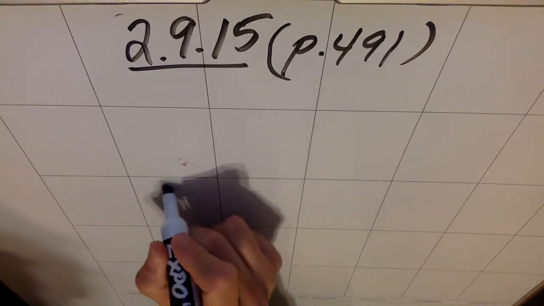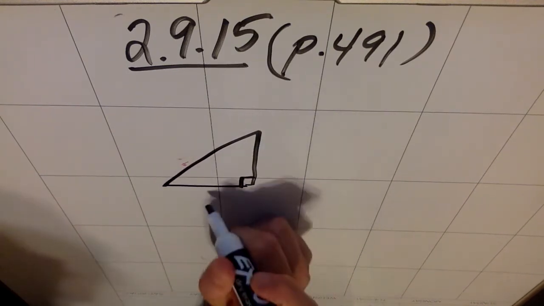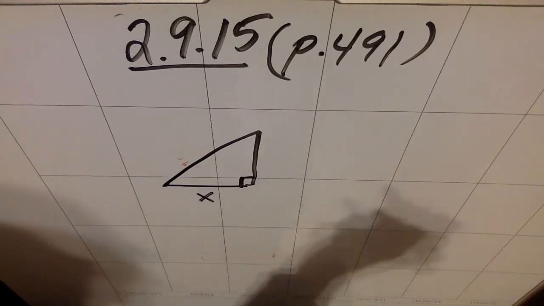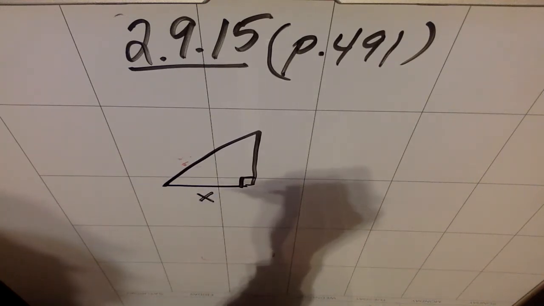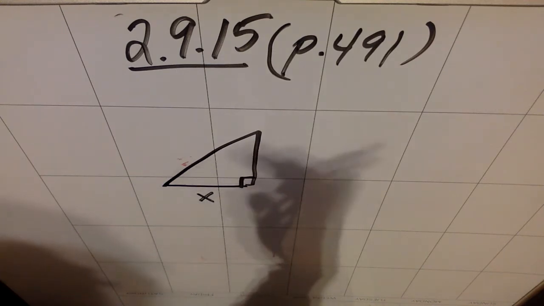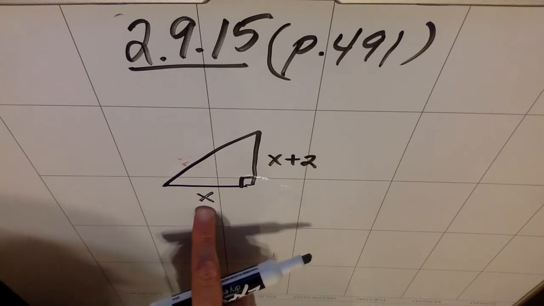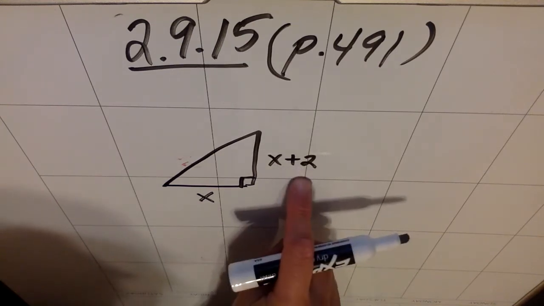So I'm not going to draw this to scale. I'm just going to say, hey, I've got a right triangle, right? I'm going to call this the shortest side. Since they said consecutive even integers, if, for instance, this was a 4, then the next even integer would be a 6, right? So this is x plus 2, because if x is an even integer and you want the next even integer, you add 2, right?